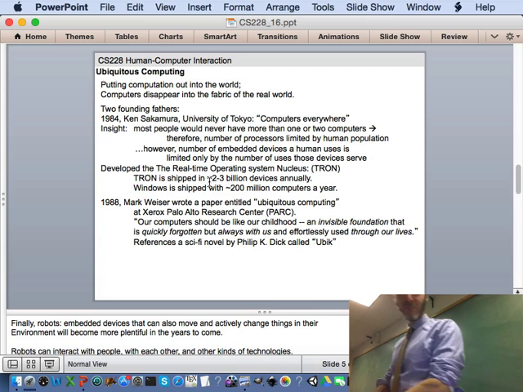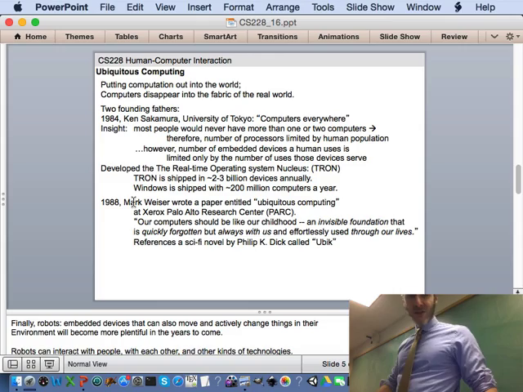4 years later, Mark Weiser at the Xerox Research Park came up with this term, ubiquitous computing. It's still used kind of synonymously with Internet of Things. Xerox Park, back in its day, in the 80s and 90s, was sort of the Google campus of its day. There was a lot of basic research that went on at Xerox Park, including HCI research.